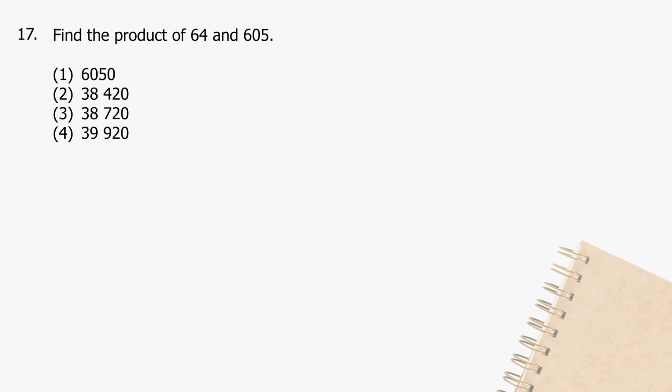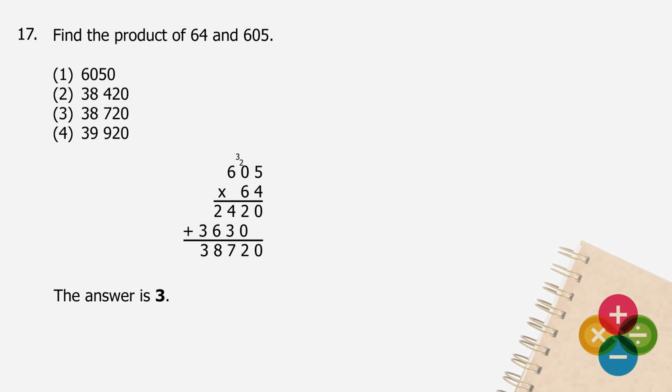Question 17. Find the product of 64 and 605. The product of 64 and 605 is 38,720. The answer is 3.